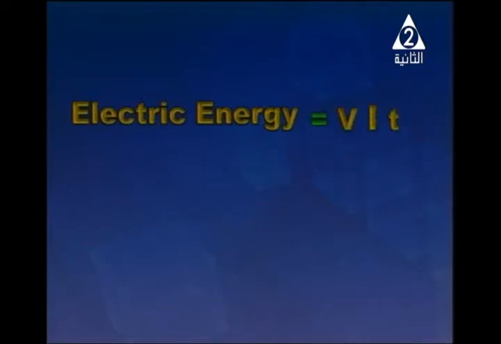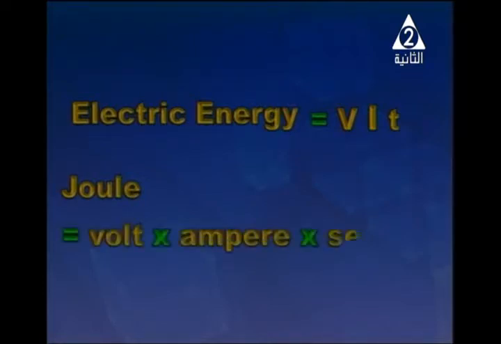Since electric energy is equal to VIT, energy is measured in joules, potential difference in volt, intensity in ampere, and time in seconds. So joule is equivalent to volt times ampere times second. And what about electric power?